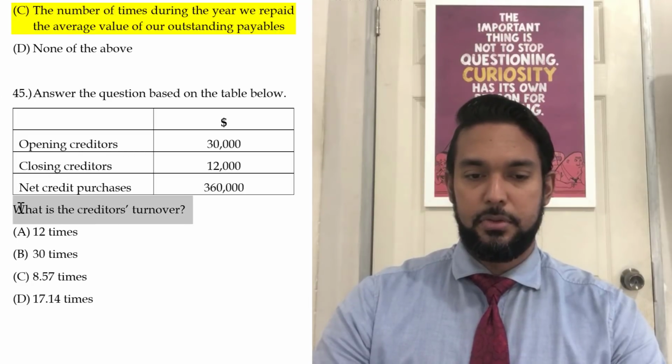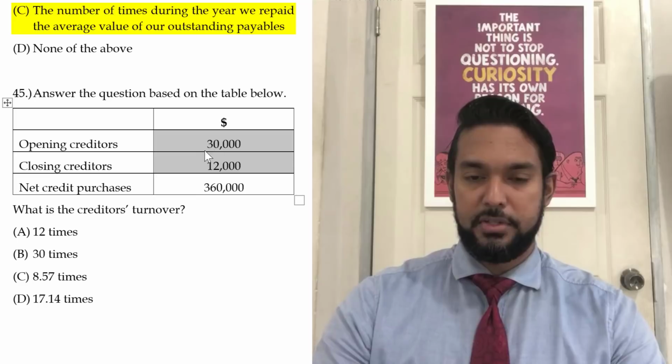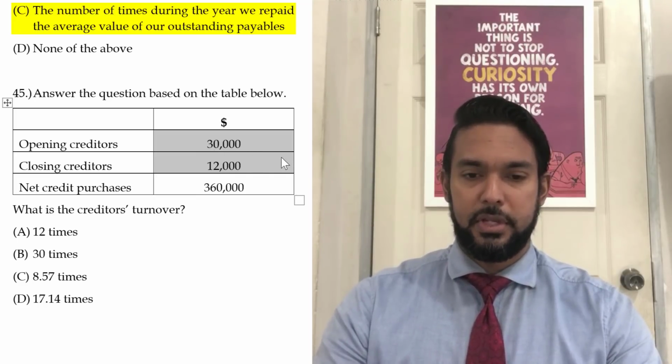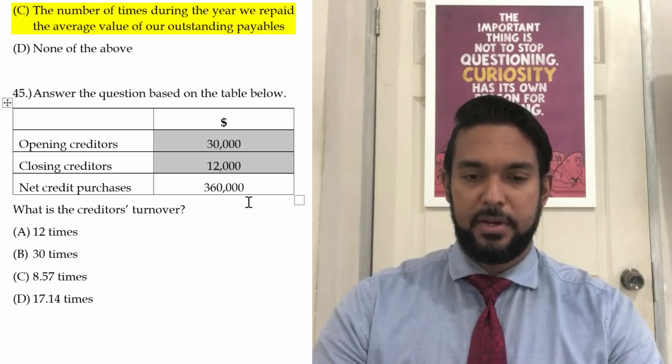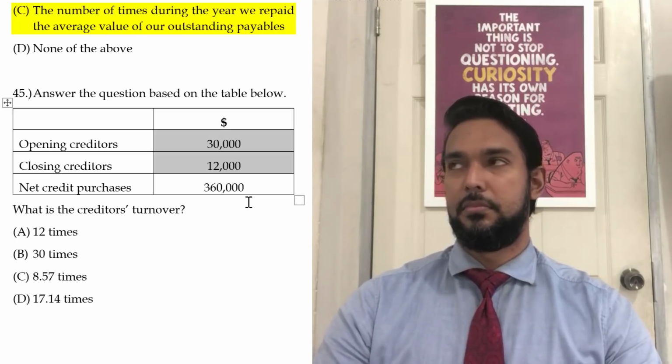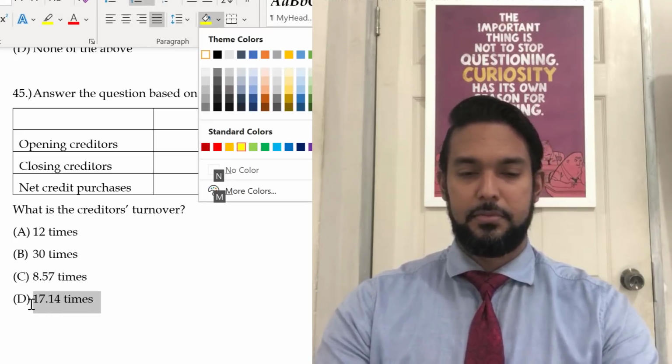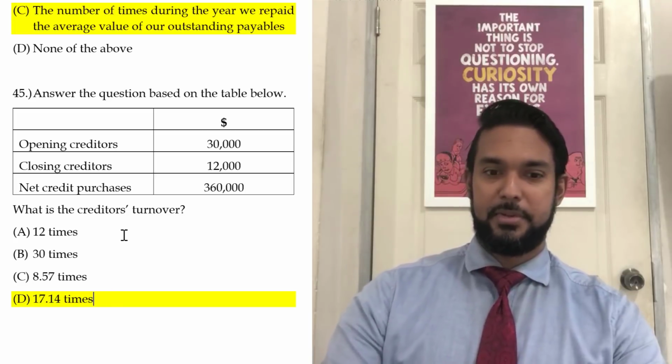So what is the turnover here? We find average creditors. 30 and 12 is 42. 42 divided by 2 is 21. And 360 divided by 21 is 120 over 7, so 17.14 times. One would think I knew the answer by heart, but anyhow.